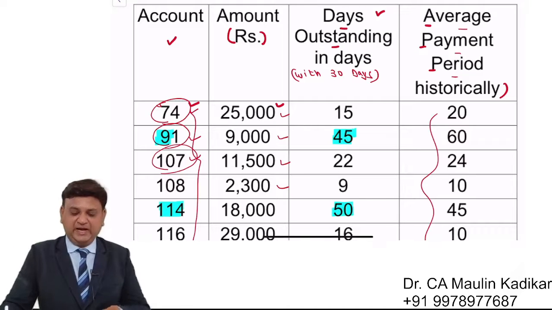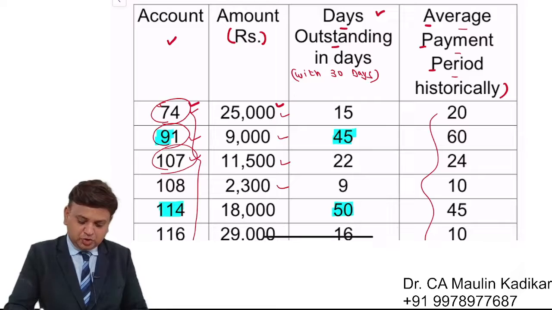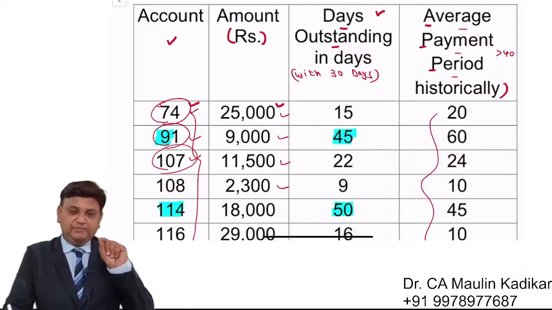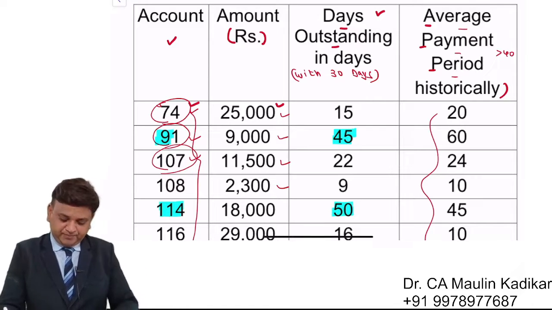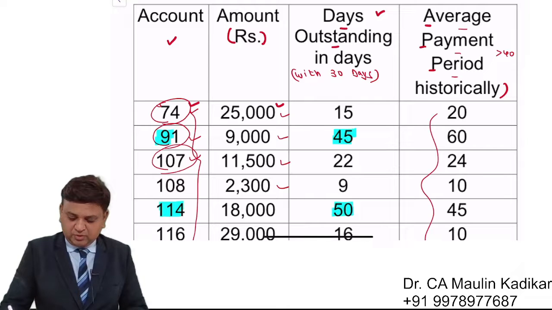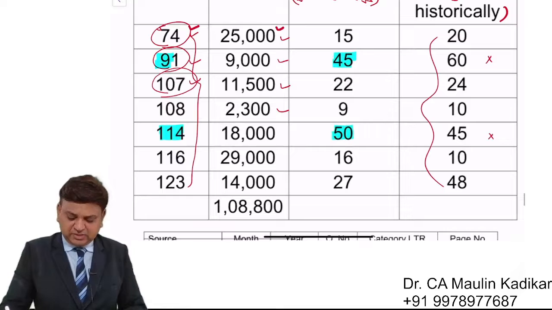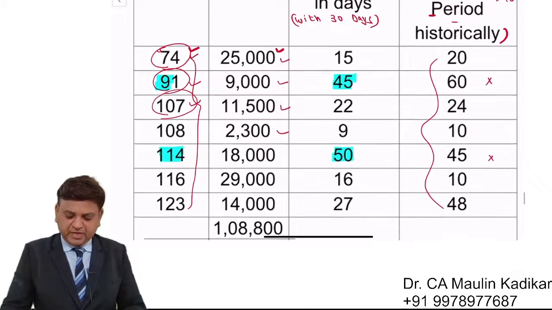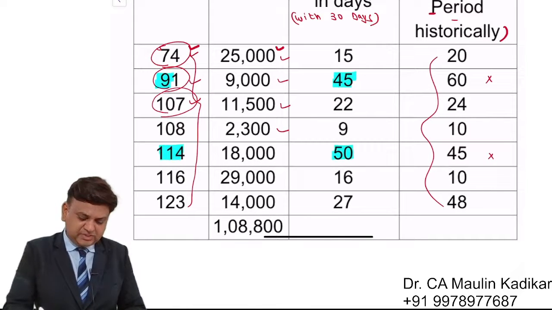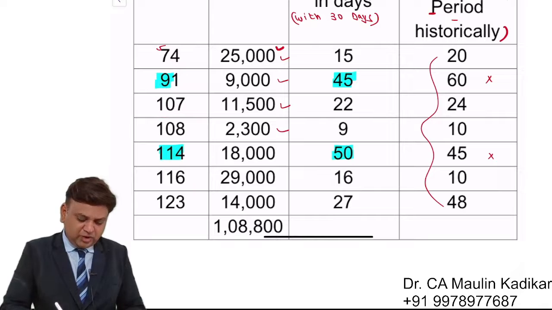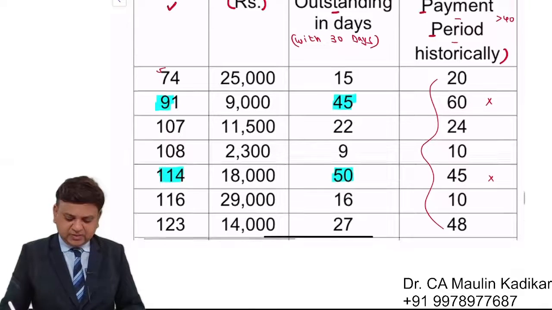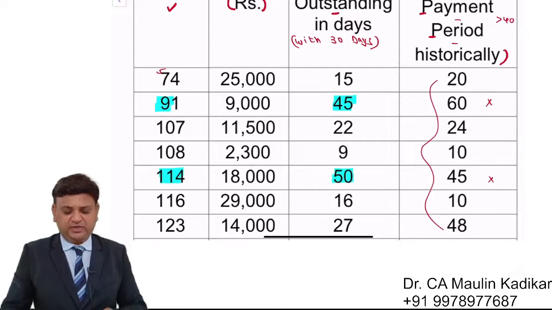So historical average payment period should not be more than 40 days. How is 40 calculated? 10 past 30, 30 plus 10, it comes to 40. See, you don't have to consider this 60 days. You don't have to consider this 45 days. Why? Because as far as these two customers are concerned, they do not qualify since the first condition is violated.